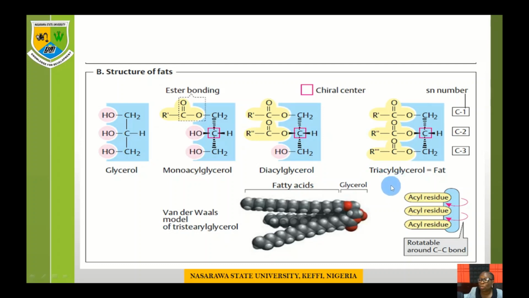And the last one is triacyl glycerol. Just like I've told you, when you have 3 fatty acids in ester bond with glycerol at position 1, position 2, and position 3, you call it triacyl glycerol, which is called fat.